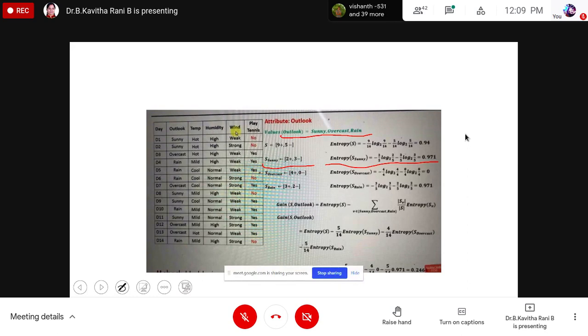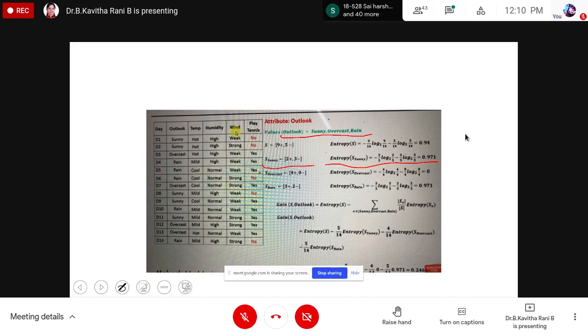So now the entropy of S of sunny is equal to, the formula is, minus 2 by 5, where 2 is the positive value and 5 is the total rows of sunny, 5 sunnies, log 2 of 2 by 5, minus 3 by 5, where 3 is the number of no for sunny and 5 is the total for sunny, log 2 of 3 by 5. So the value we get is 0.97.